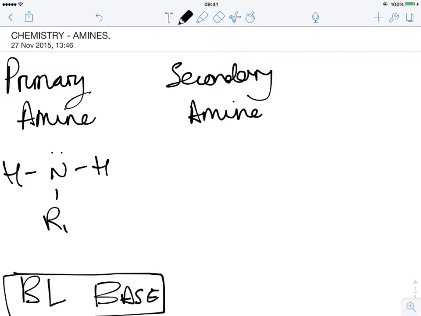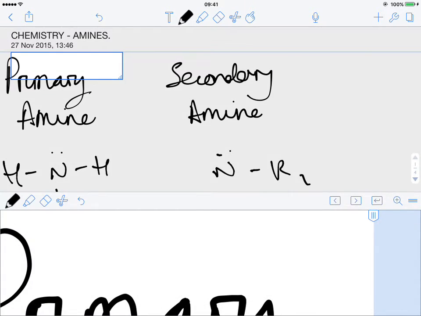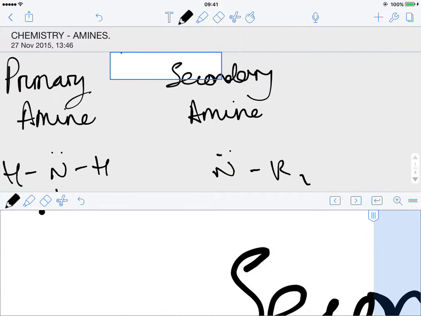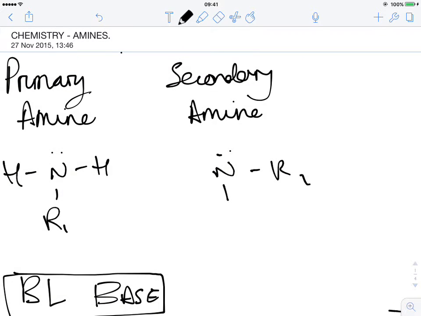Now a secondary amine, unlike alcohols, is named a little bit differently. It's going to have two R groups, okay? So we're going to have R2, R1. Make sure we include our lone pair. And as you can guess, the tertiary amine is going to have three R groups.